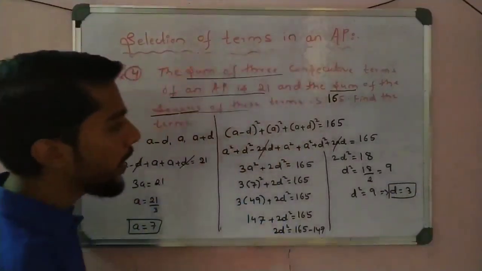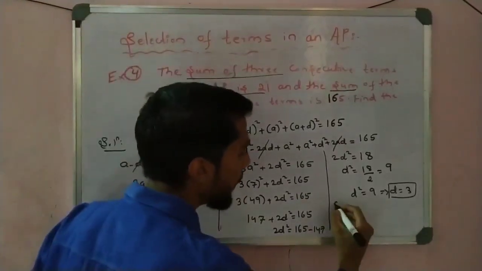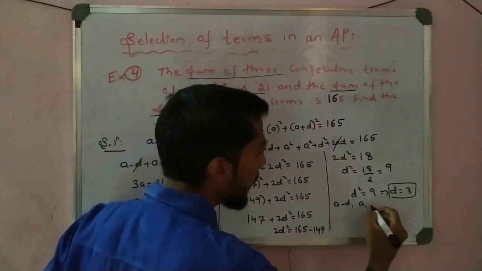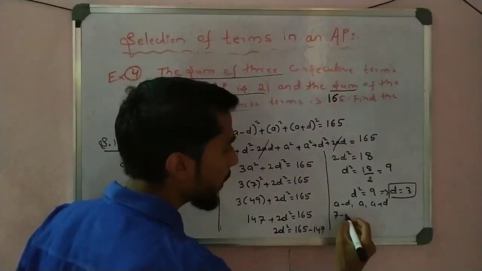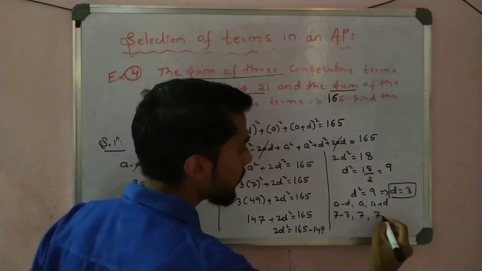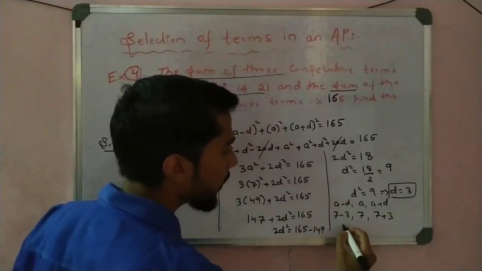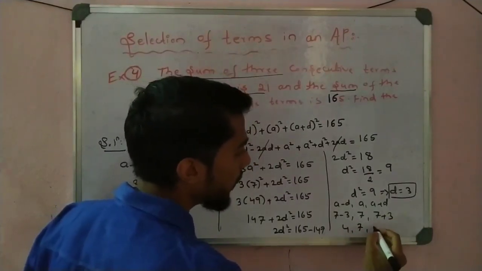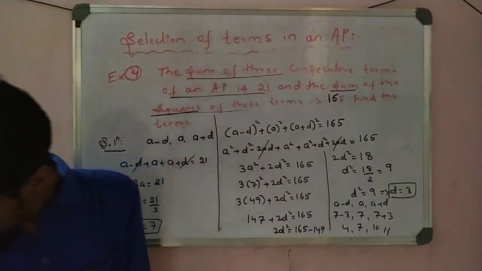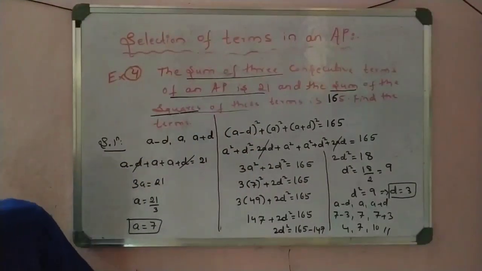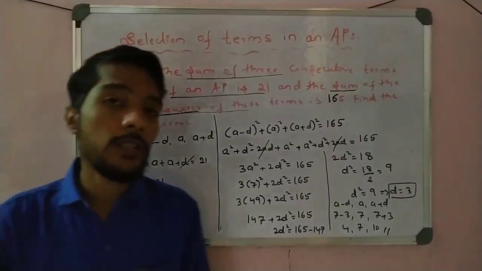Correct? So now put the values in this one. One term is a minus d, one is a, and one is a plus d. So a is equal to how much? 7. So 7 minus 3, 7, 7 plus 3. Okay, so here 4, here 7, here 10. These are the required terms. Right, 7, 4, 7 and 10.